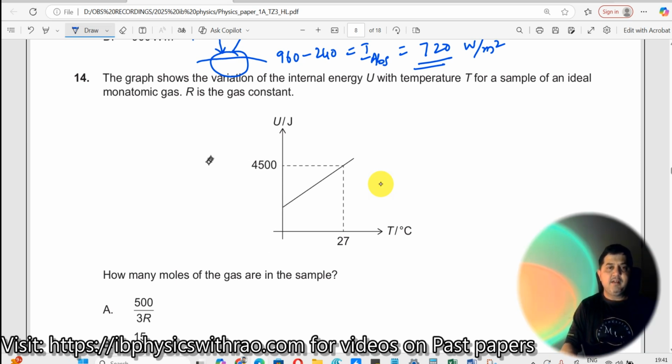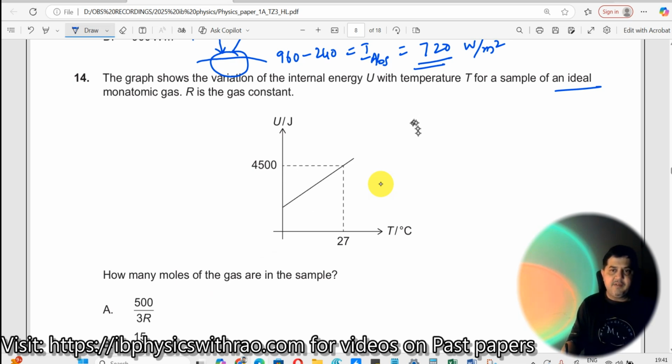Question number 14. The graph shows the variation of the internal energy U with temperature T for a sample of an ideal gas. When an ideal gas is given, you are always protected by the ideal gas equation. R is the gas constant. How many moles of the gas are in the sample? That's the question. Now, how do we solve this one here?